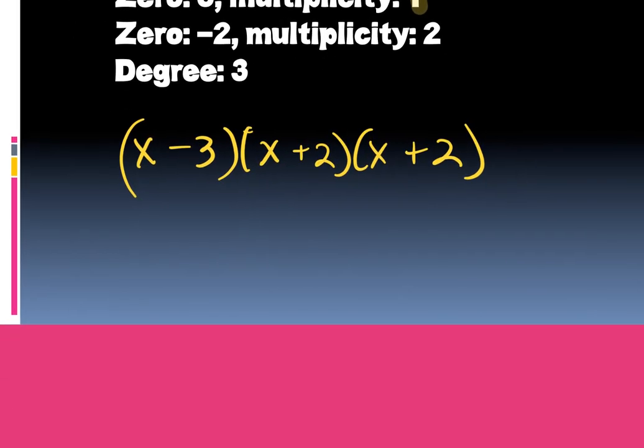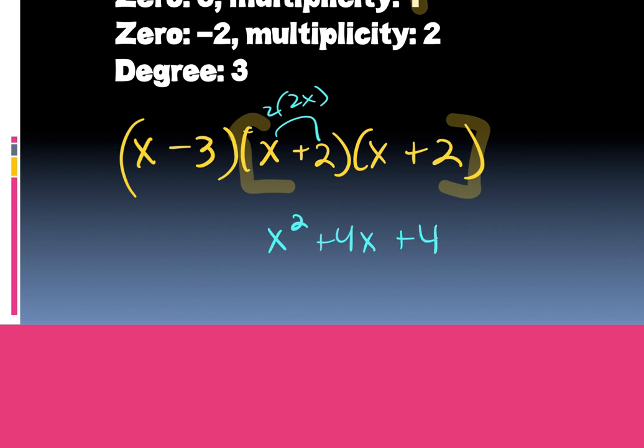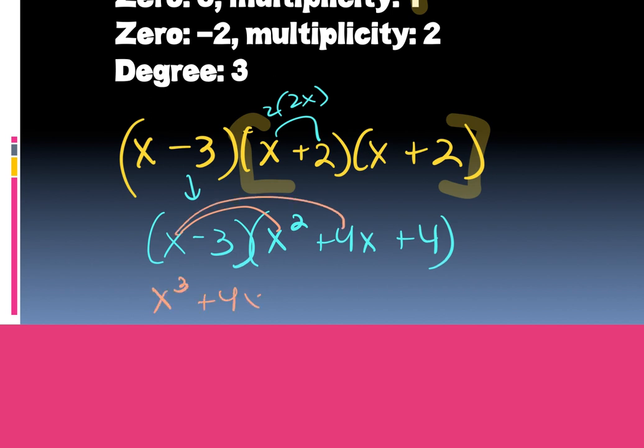I can use the shortcut because this would be x plus 2 squared. I can use the shortcut on the squareds, which is square the first one, double the product, so it'd be positive 4x, and then square the second one. If you don't remember the shortcut, don't use it. Multiply it out. And then just don't forget to bring down the first one. So I get x squared times x, or x to the third, x times 4x, 4x squared, x times 4, x squared, x times 4, 4x, negative 3x to the second, negative 12x, and negative 12.